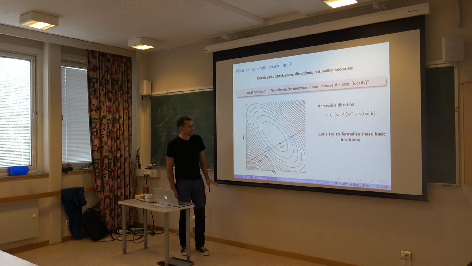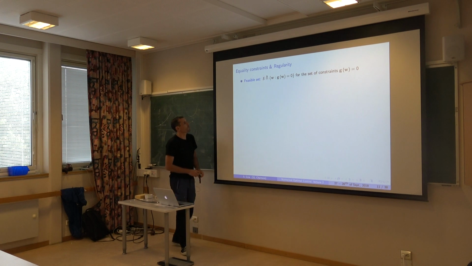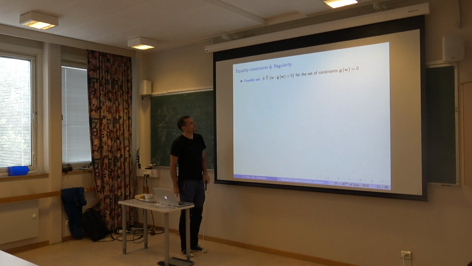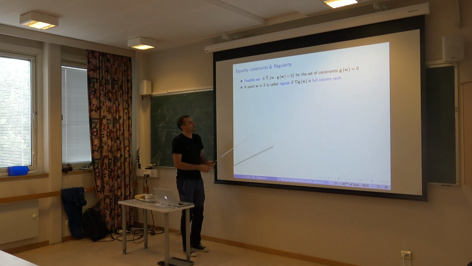So that's kind of obvious, but it quickly becomes more complicated. So let's try to put a few things. So we discussed the feasible set, essentially the set of points that satisfy the constraints. I'm talking about equality constraints here. We'll start there because it's a bit easier than inequality constraints. Yeah, let's talk about that. So this notion of regularity, and let's define it first.